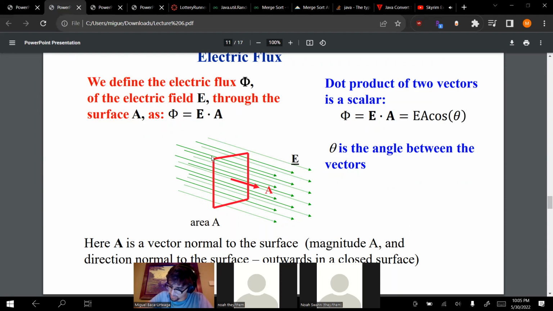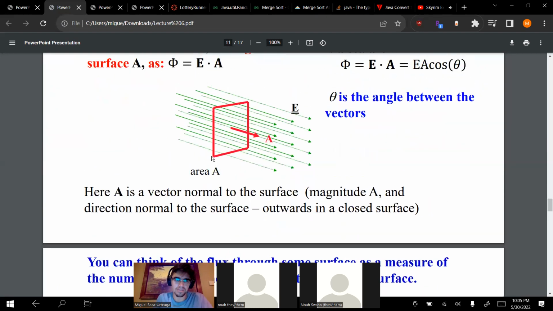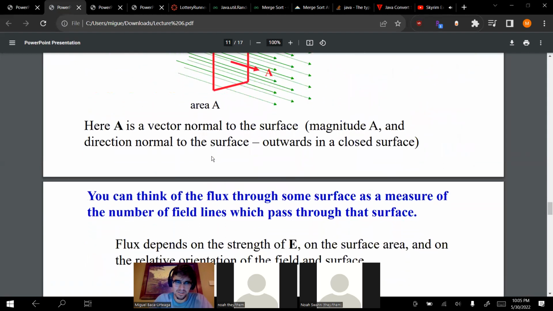The flux of a non-uniform field through a curved surface is described by a special kind of integral called the surface integral. Let's look at the PowerPoint first. The dot product of two vectors is a scalar. Theta is the angle between the vectors. That one's pretty straightforward. Electric flux is defined with the symbol, I don't know what that one is, but there you go.